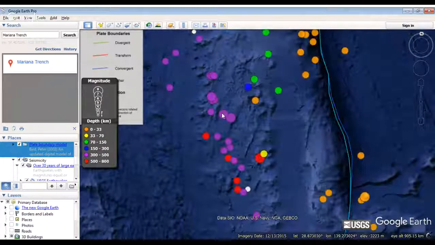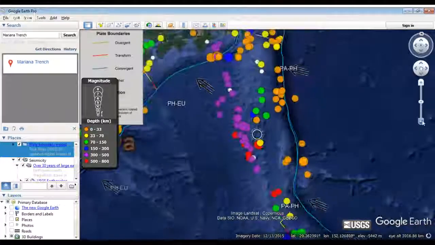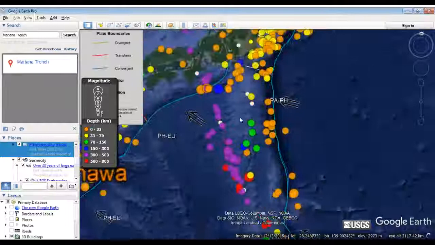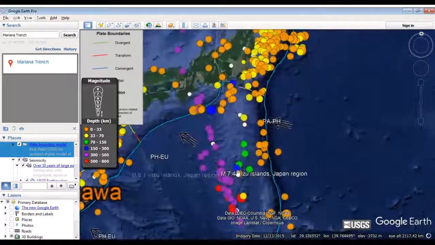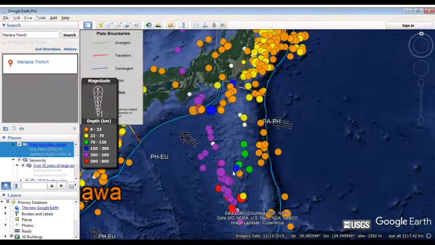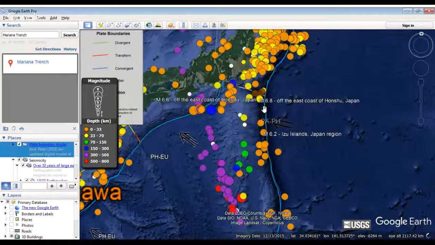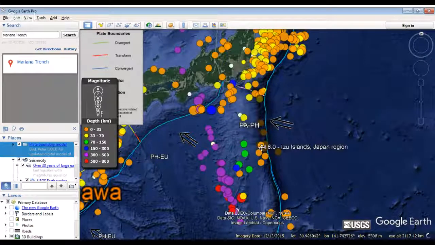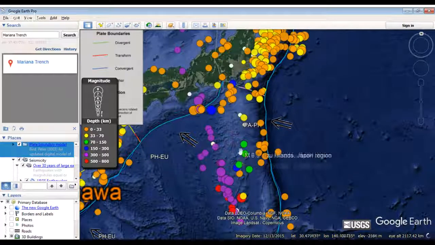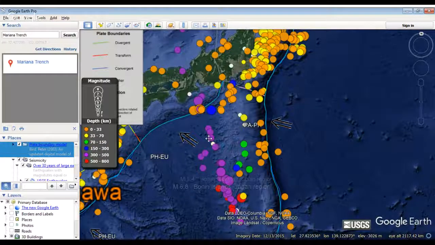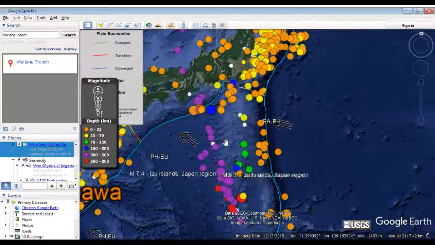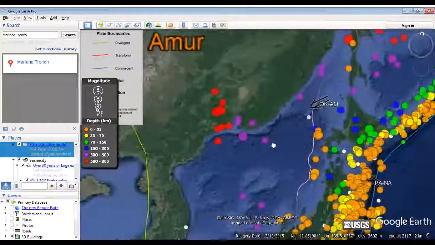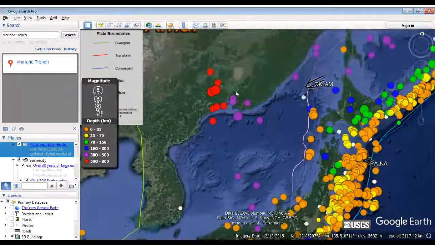Deeper over here. So my idea is if we look, the deeper ones seem like they're further in from the plate boundary. Because right here we'll have a lot of those 0 to 33s. We start getting to the 70, 150s, 150 to 300, and then the deeper ones right here. So the further away from the plate boundary, the deeper the earthquake occurs. Yeah, because we can even look right here.